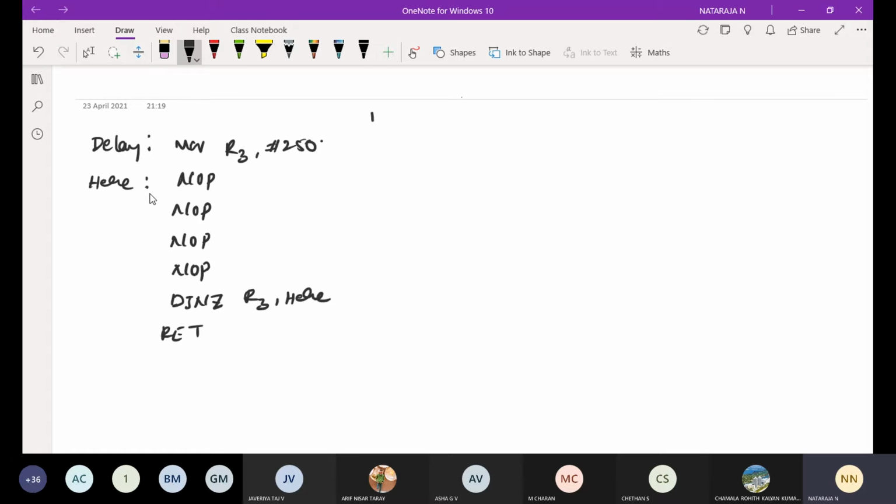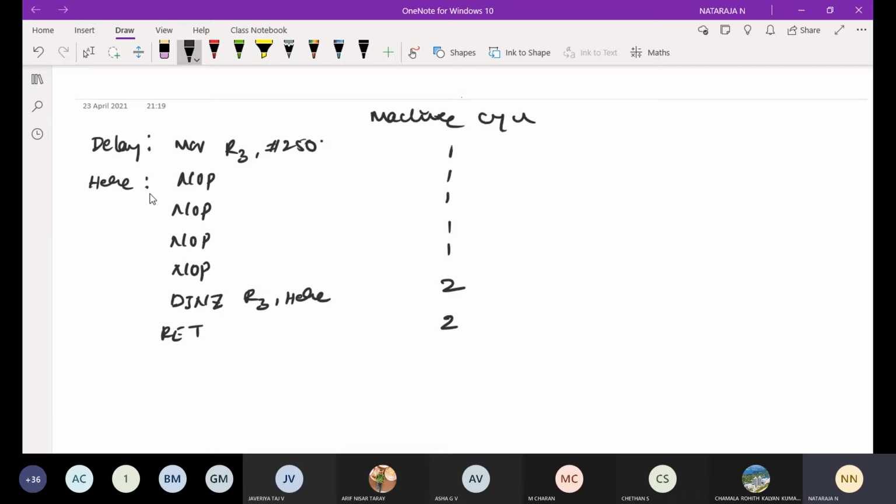Okay, we will write all machine cycles. MOV R3 has only one machine cycle. No operation is one machine cycle. DJNZ R3, here, target address, 2 machine cycles. Return, 2 machine cycles. All these machine cycles I have taken from the appendix table A1, which I sent yesterday; you can go through it.